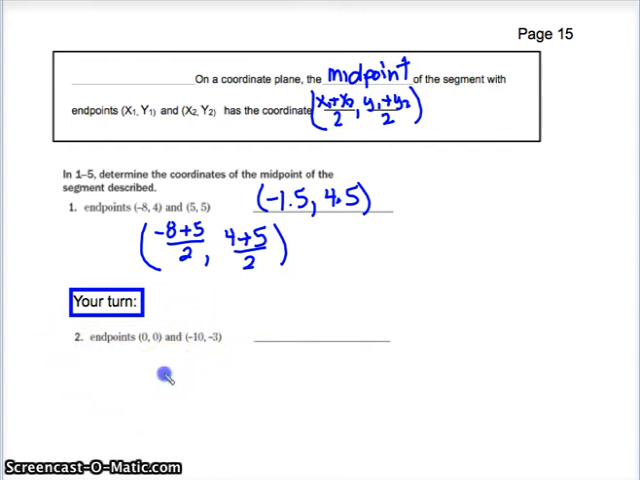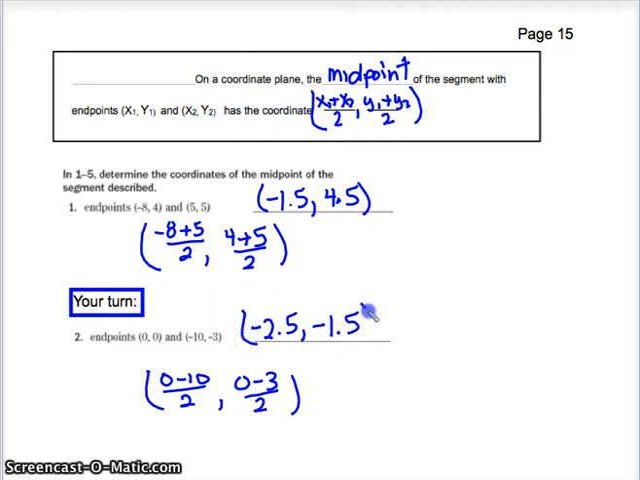Let's check your answer. Add your x coordinates. That's 0 plus negative 10 over 2, and then 0 plus negative 3 over 2. It gives me negative 5 over 2, which is negative 2.5, and negative 3 over 2, which is negative 1.5. So there is the coordinate of the midpoint of those two endpoints.